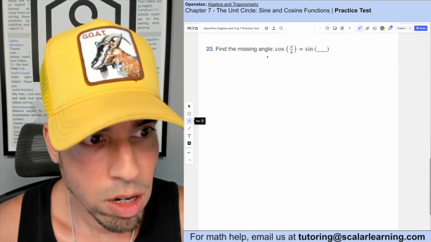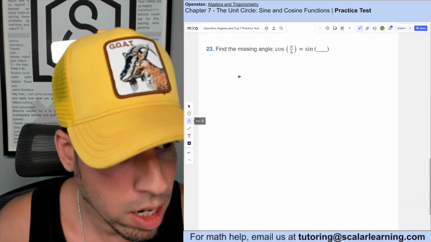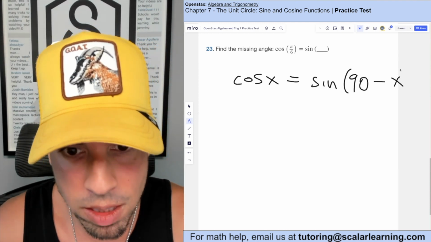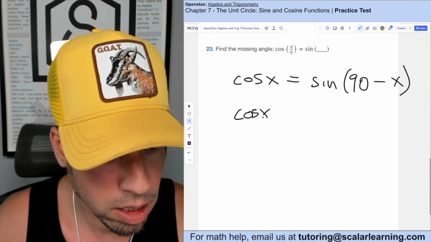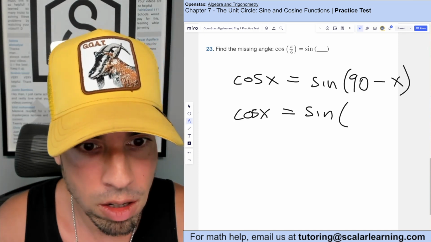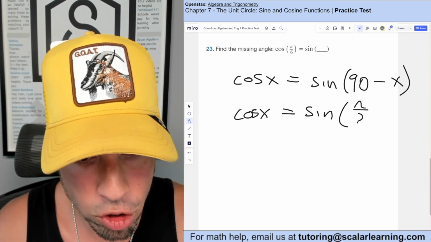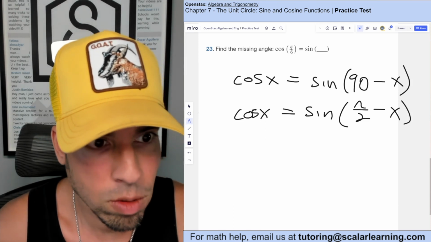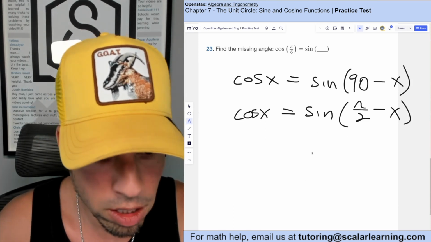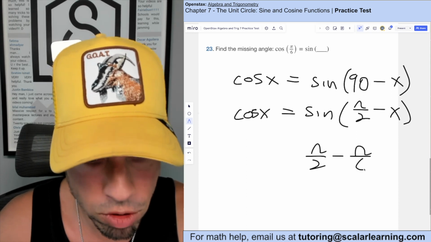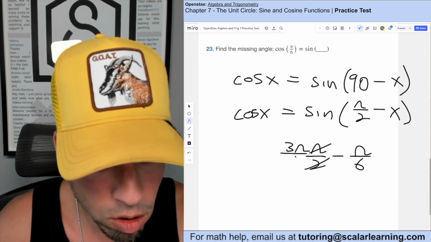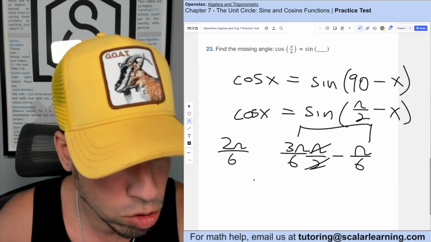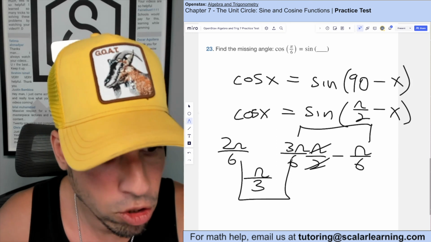Done. So this one comes down to the notion that cosine of an angle is equal to sine of the complement of that angle. But in this case, we're in radians, so we can say the complement would be sine of 90. The equivalent to 90 is pi over 2 minus x, okay? So all we have to do is basically just say that pi over 6 is x. So the angle in here is going to be pi over 2 minus pi over 6. We can make this 3 pi over 6. They have common denominators, subtract, and we get 2 pi over 6, which reduces to pi over 3. So that's your answer. Done.